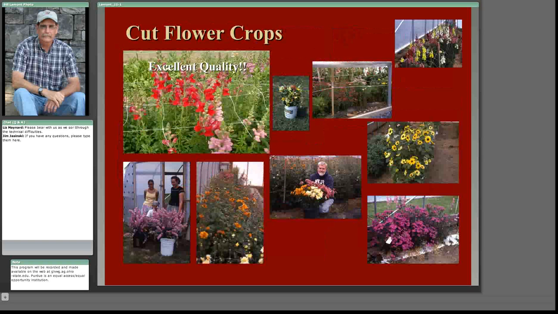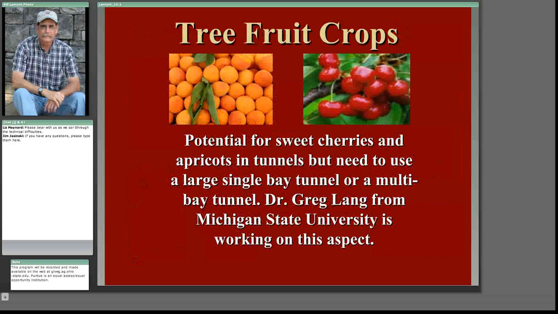Cut flowers, yeah, a lot of our growers grow cut flowers for the market. Best time to see cut flowers is after a big thunderstorm rolls across your place. Then you can look inside the tunnel. Tree fruits, like I said, Dr. Greg Lang in Michigan State's working on cherries. There's some really nice cherries in the tunnels. Keep the birds out and the rain off of it. I think apricots is a good one, so I'd go for apricots and cherries for me. And they can be in multiple bay tunnels. Single bay, you're going to have a big tunnel, a 30-foot wide one. Have a good sized tunnel there.